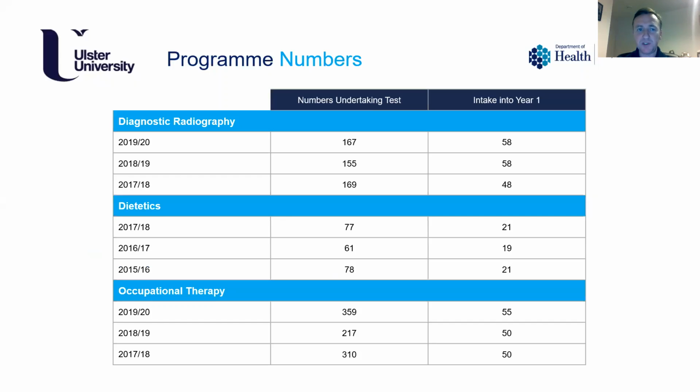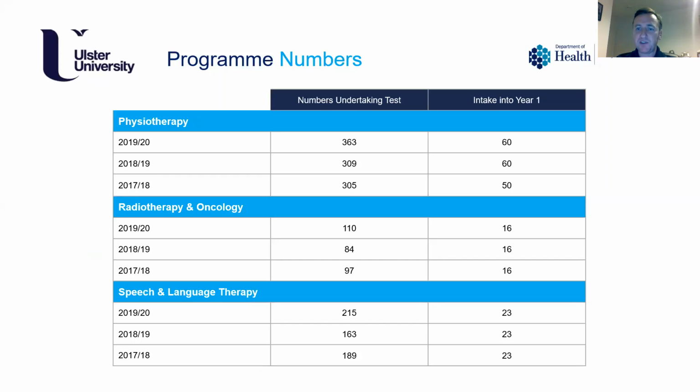So to give you an idea of numbers, for 1920, for radiography, 167 had applied for that course for an intake that year of 58. A couple of years back it was 48, it went up to 58. Dietetics has stayed around 21, and 77 sat it. OT, 359 sat it for 55 places. Physiotherapy, 363 for 60 places, so that jumped from 50 to 60. Radiotherapy stays the same the past few years, and speech and language has stayed the same as well.